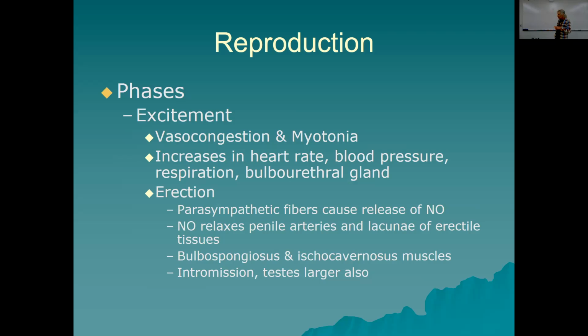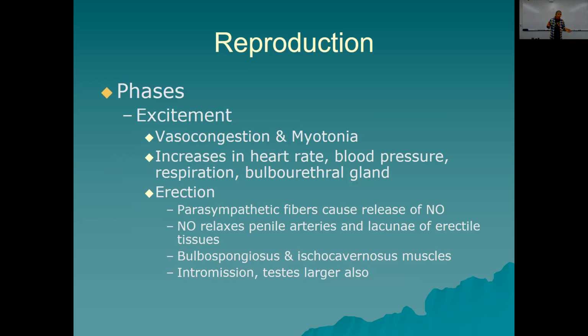Erection. Parasympathetic fibers cause release of NO, nitric oxide. This is a gas, and it's also a neurotransmitter. And people were really surprised when it turned out such a simple molecule could be a neurotransmitter. And it relaxes penile arteries in the lacunae of erectile tissue. So when it relaxes penile arteries, lots of blood comes in.